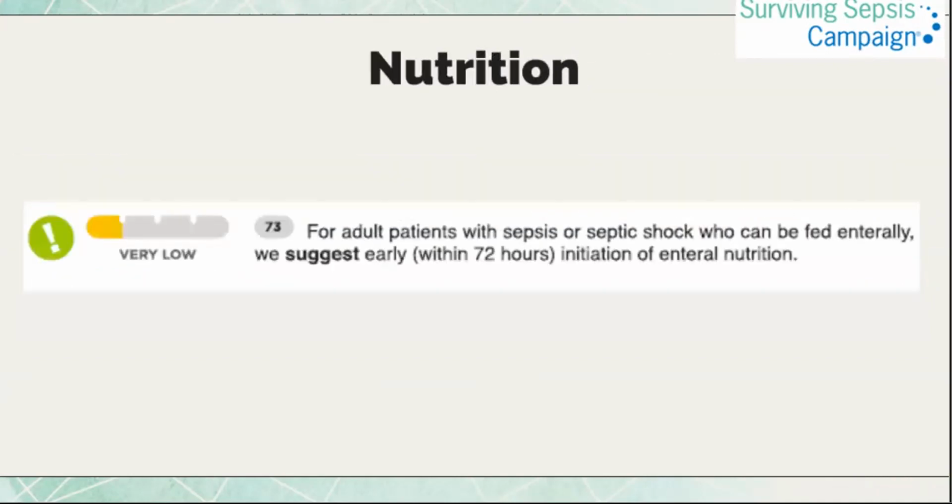For adult patients with sepsis or septic shock who can be fed enterally, we suggest early, within 72 hours, initiation of enteral nutrition. Early administration of enteral nutrition has advantages like maintaining gut integrity, prevention of intestinal permeability, and reduction of insulin resistance.